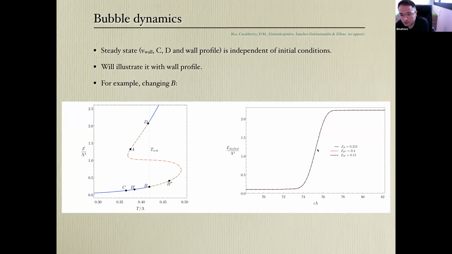So here what I'm showing you is the different profiles for the wall, again, shifted by a constant. When you start with A, the energy density outside the bubble, but then you start with different states, B, B prime, or B double prime inside the bubble. So you vary B, but then the bubble will readjust itself so that inside you're always left with C, and the profile is always the same, and the wall velocity is also the same.